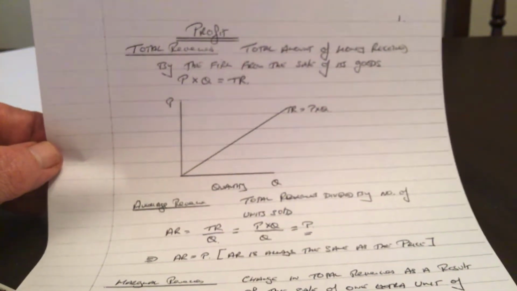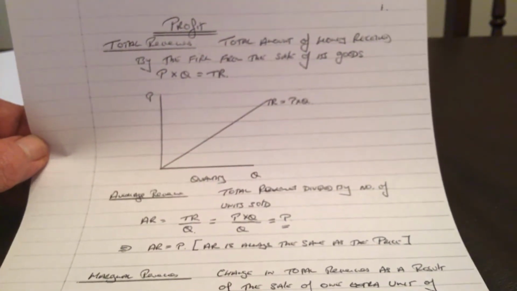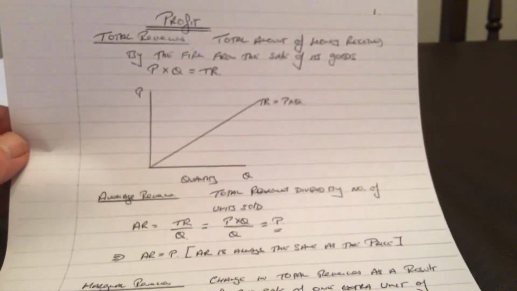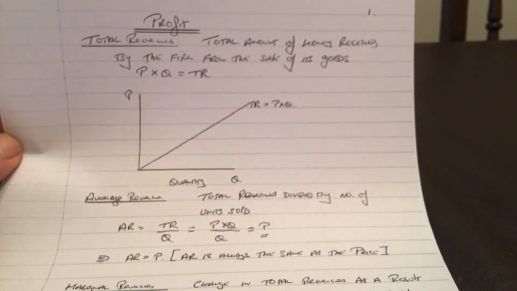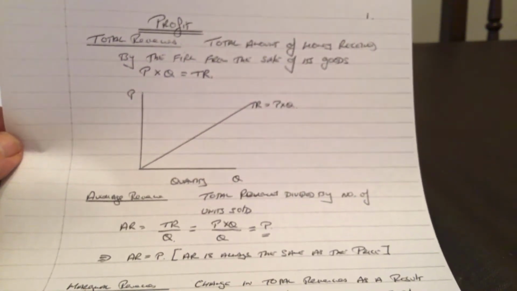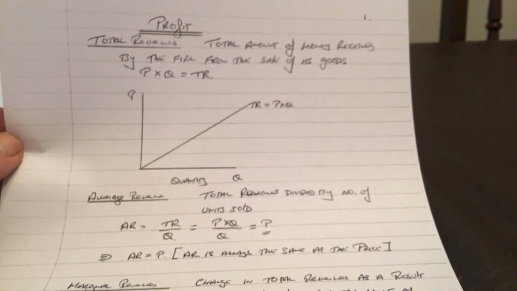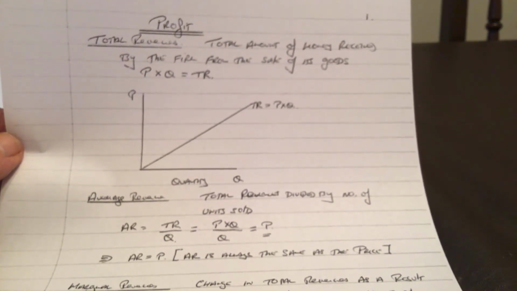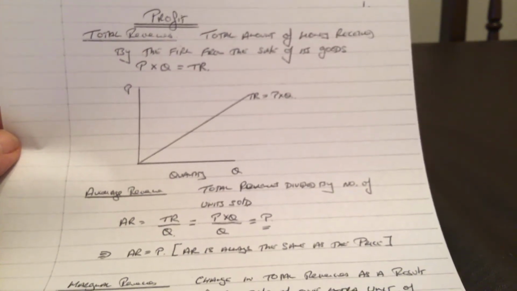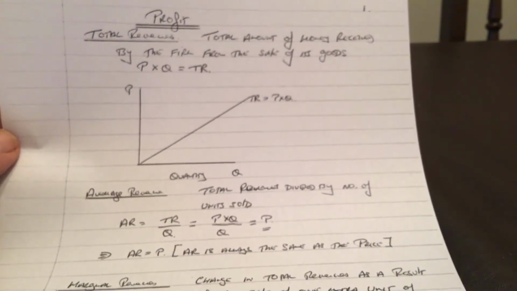Now, this is an important chapter. So, profit: we're going to look at revenues and we're going to look at costs and how we can maximize our profit. Total revenue is the total amount of money received by the firm from the sale of its goods. So, total revenue is the price multiplied by the quantity sold, and it's upward sloping from left to right.